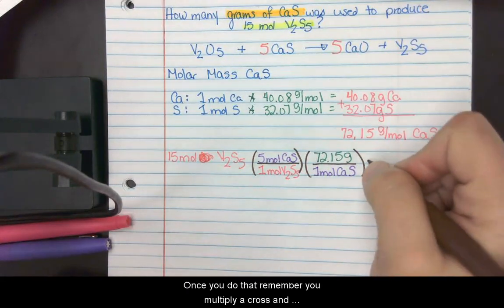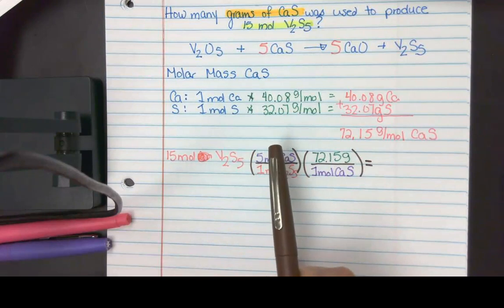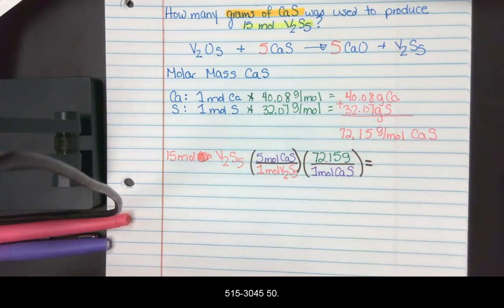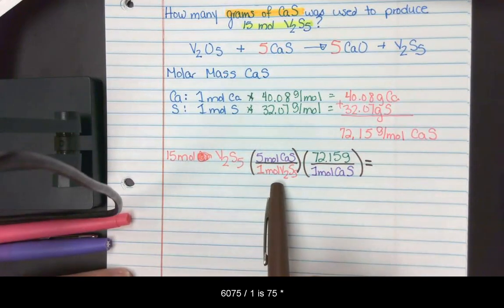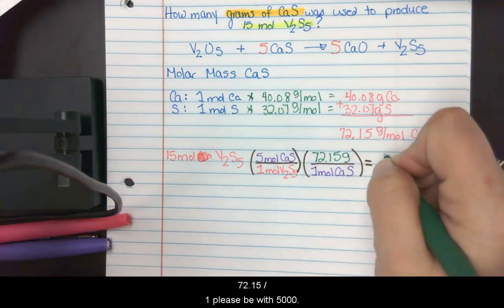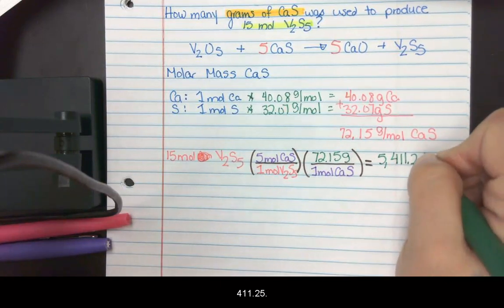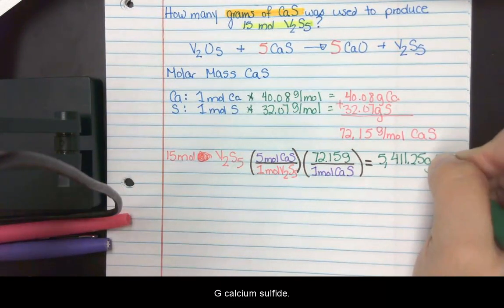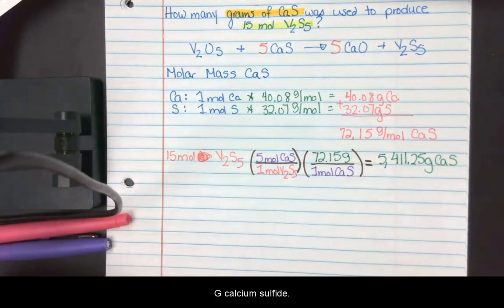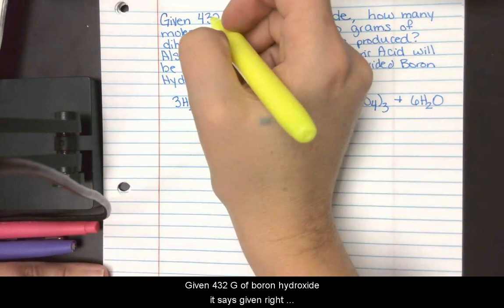Once you do that, remember you multiply across and divide down. So 15 times 5: 15, 30, 45, 60, 75, divided by 1 is 75, times 72.15 divided by 1 leaves me with 5,411.25 grams calcium sulfide.